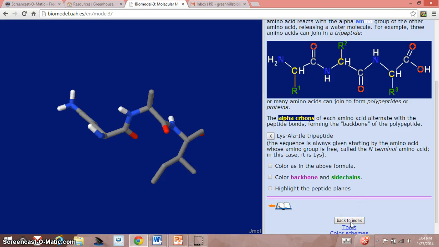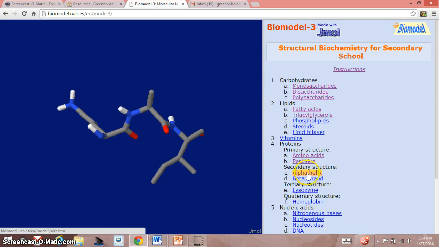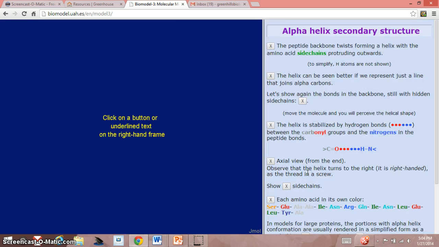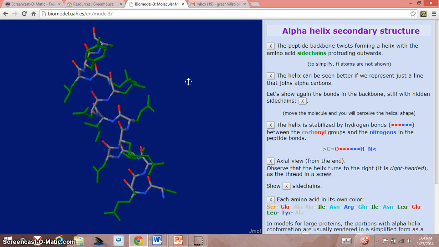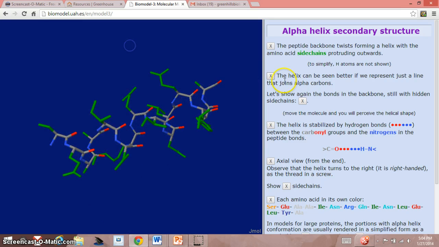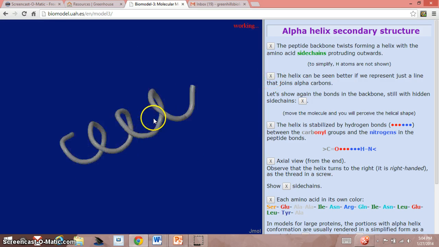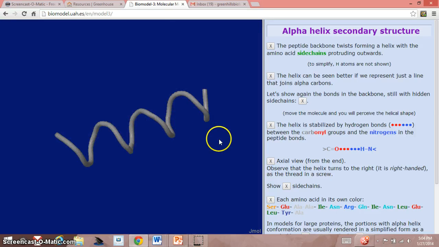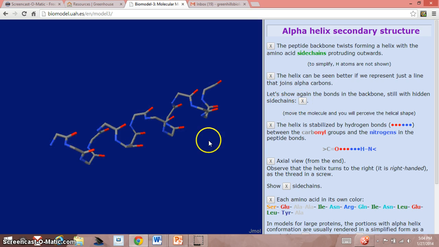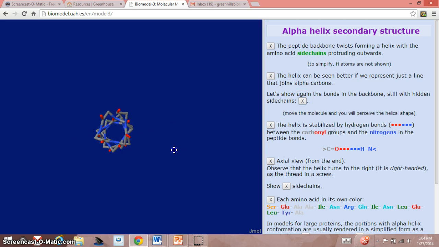All right, we're going to go back to the index, and we're going to click on the alpha helix, because some amino acids, once they join together, their backbone will start to twist and form a helix. So we're going to look at these views of a peptide chain of amino acids. Here it is. Wow, that's pretty cool. If we look at just a line that represents the alpha carbons, we're not looking at all of the extra stuff. Let's show again the bonds in the backbone, but we're going to hide the side chains. So you can see that that's a bit of a coil there.